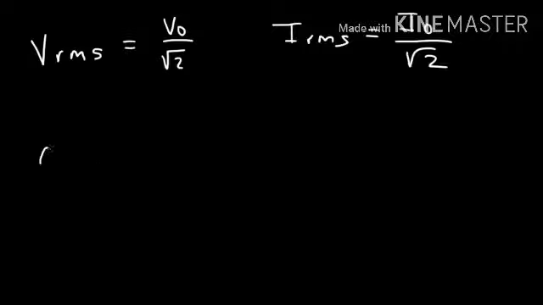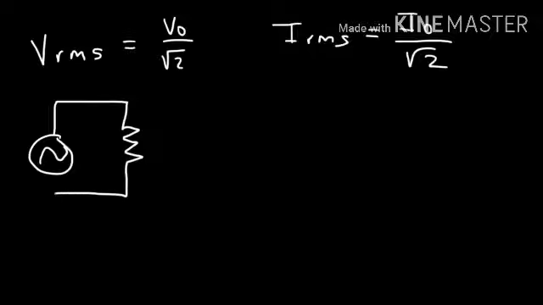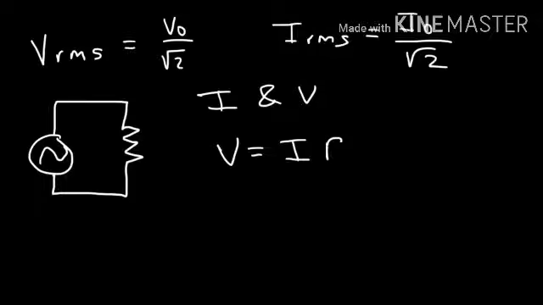Now let's say we have an AC source connected to a resistor. In this circuit, energy is transformed into heat. The current and the voltage are in phase. So voltage is equal to current multiplied by resistance, and the average power consumed in this circuit is simply voltage times current. So let's work on a problem.